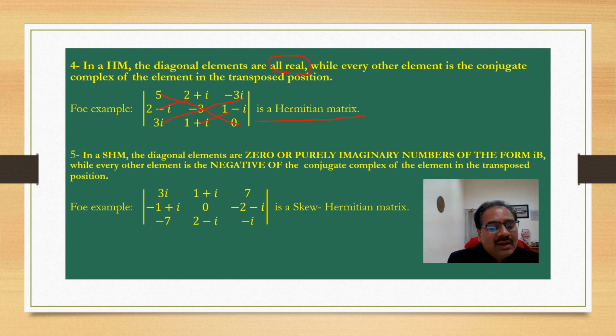Okay, and in a skew Hermitian matrix the diagonal elements are zero, या तो zero होगा or purely an imaginary number. Look here, either zero or a purely imaginary number of the form iota b, while every other element is the negative of the conjugate complex of the element in the transposed position. Negative means, you look, 7 minus 7, minus 1 plus iota and 1 plus iota. Okay, so this is like this, 2 minus iota, minus 2 minus iota is a skew Hermitian matrix.